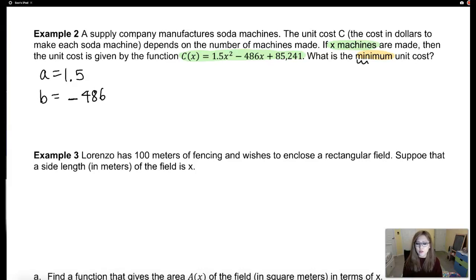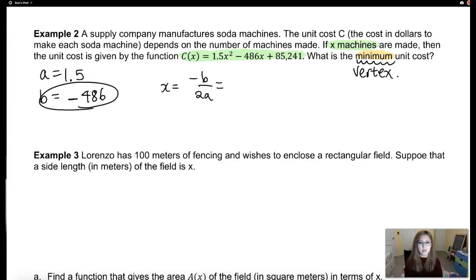Like I said, whenever you see these words, minimum or maximum, find the vertex. Okay, find the vertex. So I say x equals negative b over 2a. The numerator will be negative of that, so positive 486, divided by 2 times 1.5. What is 486 divided by 3?